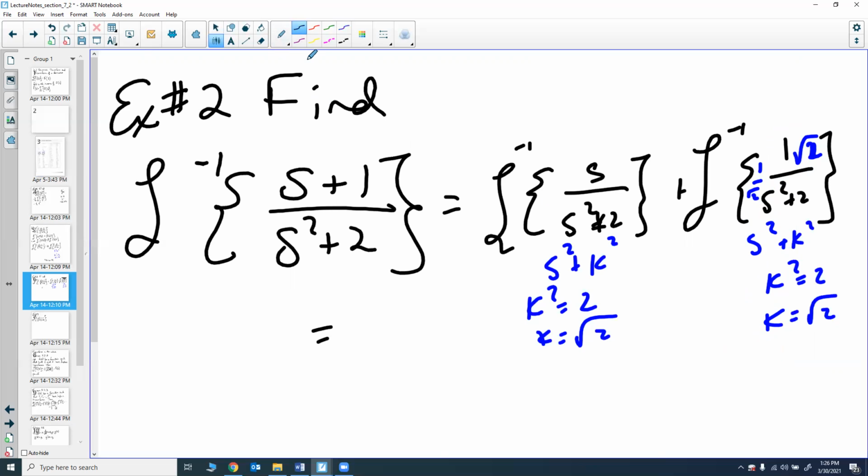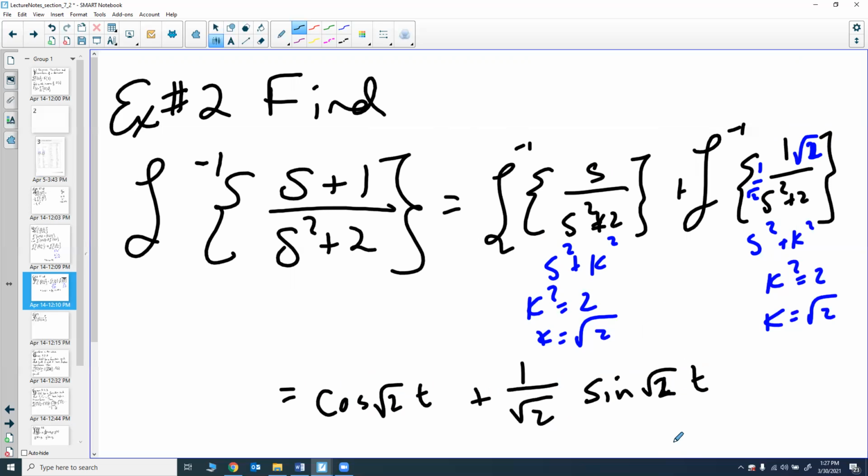Now I can do these nice little inverse Laplace transforms. The first one is just the cosine of kt, where k is the square root of 2, so cosine of square root of 2 t. For the second one, I'm going to bring the 1 over the square root of 2 out, and then the rest of it is going to be the sine of kt.